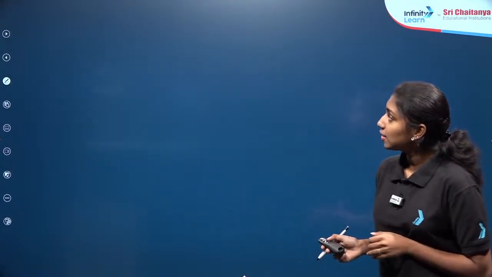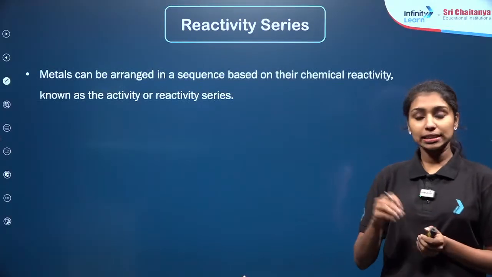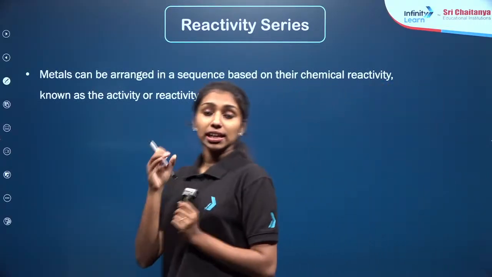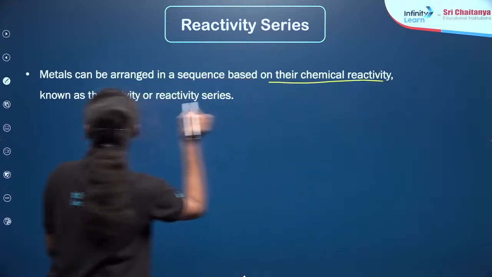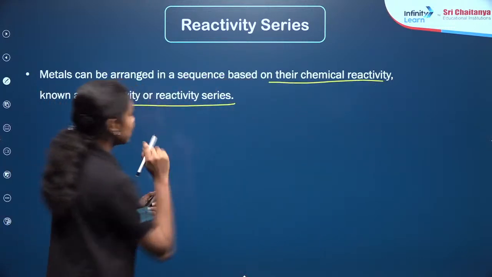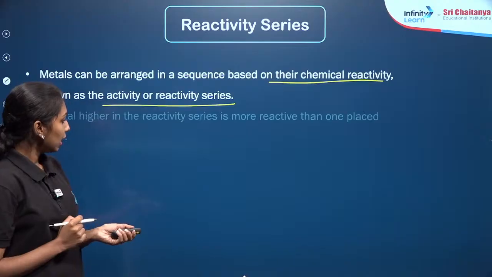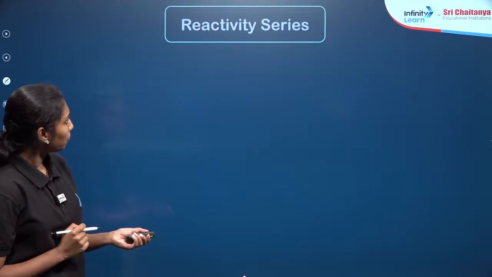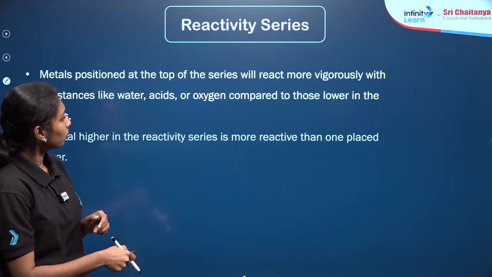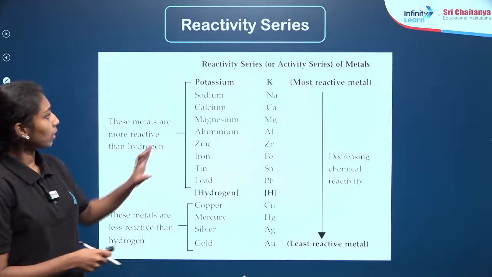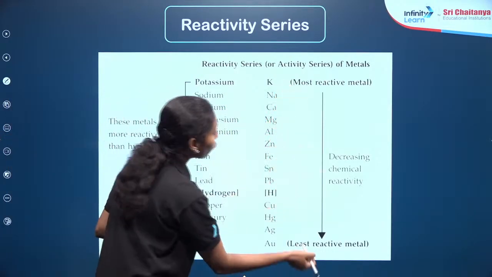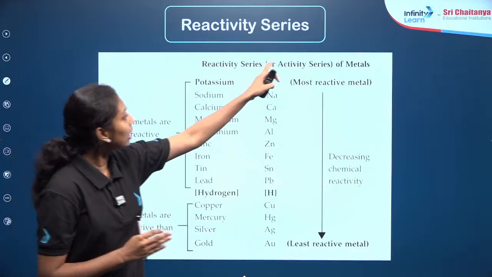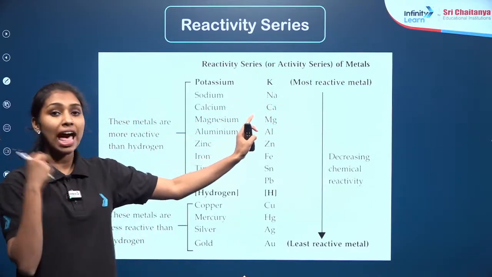So let us start with the reactivity series. We have seen that metals can be arranged in the order of their chemical reactivity. That is known as the activity series or the reactivity series. Let us see the reactivity series here. Yes, this is our reactivity series, right? They are arranged in decreasing order of their reactivity. Those at the top of the series have high reactivity.